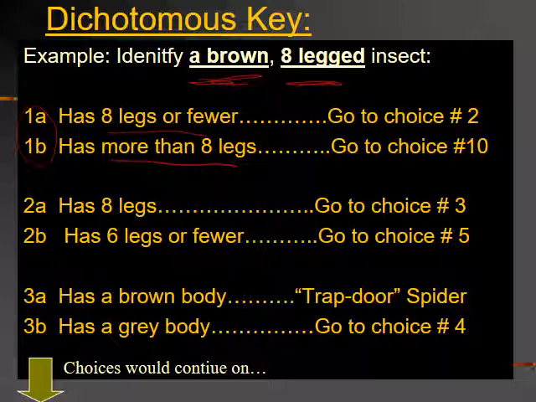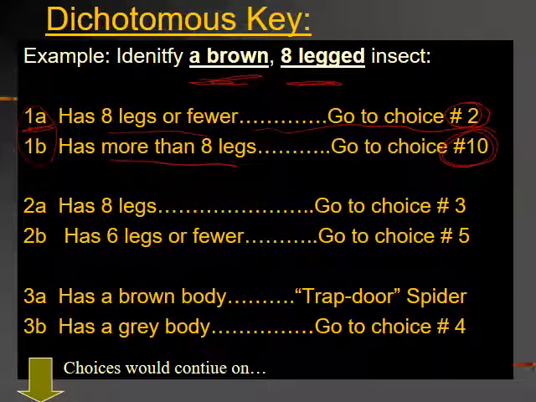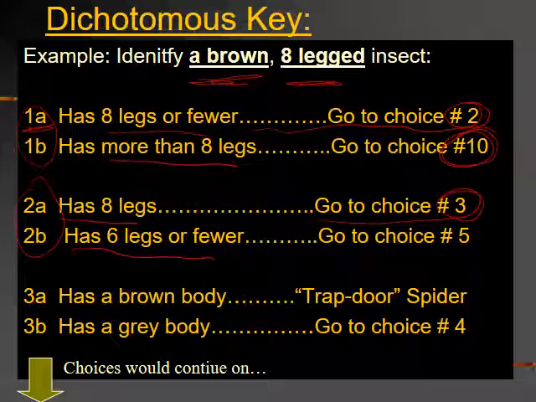So you'll notice because we have an 8-legged insect, we're going to choose choice 1A, and that says go to choice number 2. Whereas if we had taken choice 1B, it says go down to choice number 10, which you can't see on the screen. So we're going to go to choice 2, and now choice 2A and 2B says, well, does this thing have 8 legs exactly or 6 legs or fewer? Well, ours has 8 legs exactly, so we would go on to choice 3. If it had 6 legs or fewer, we would go on to choice 5, which again you can't see on this page. So we're going to go on to choice 3 because we have exactly 8 legs.